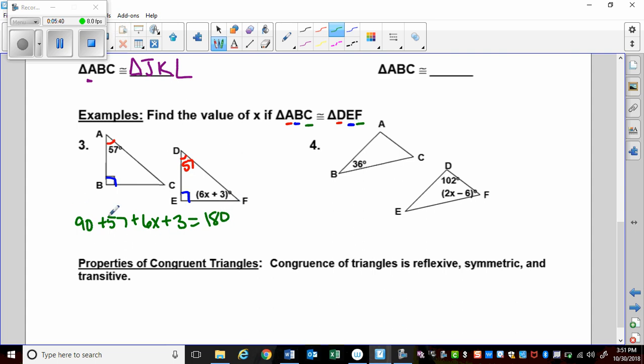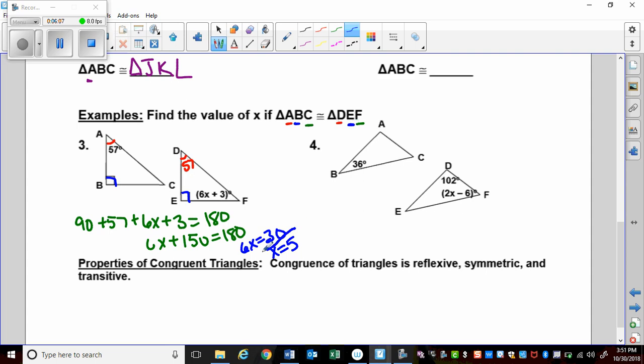90 plus 57 is 147. 147 plus 3 is 150. So 6x plus 150 equals 180. Subtract 150, I think that gives us 6x equals 30. And then I'm going to divide by 6, x equals 5.